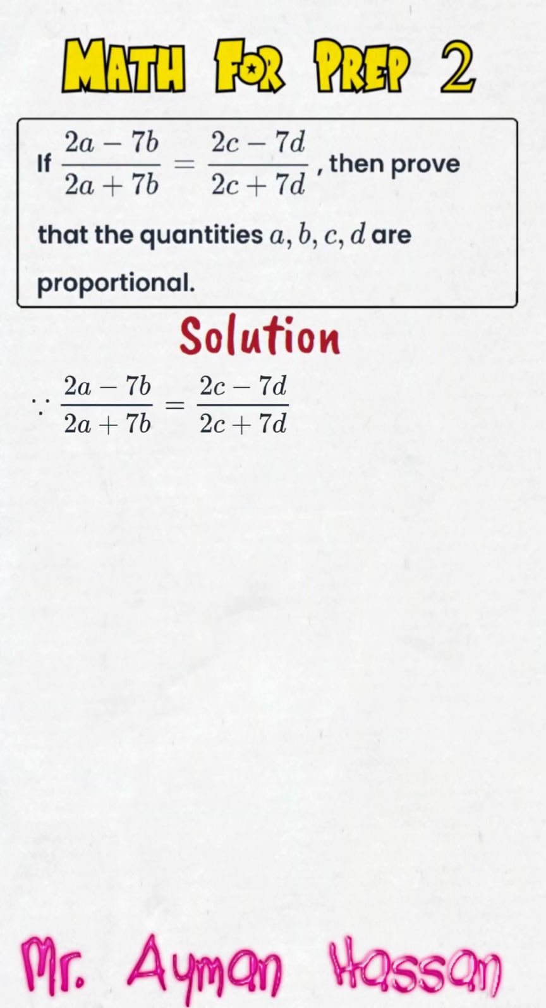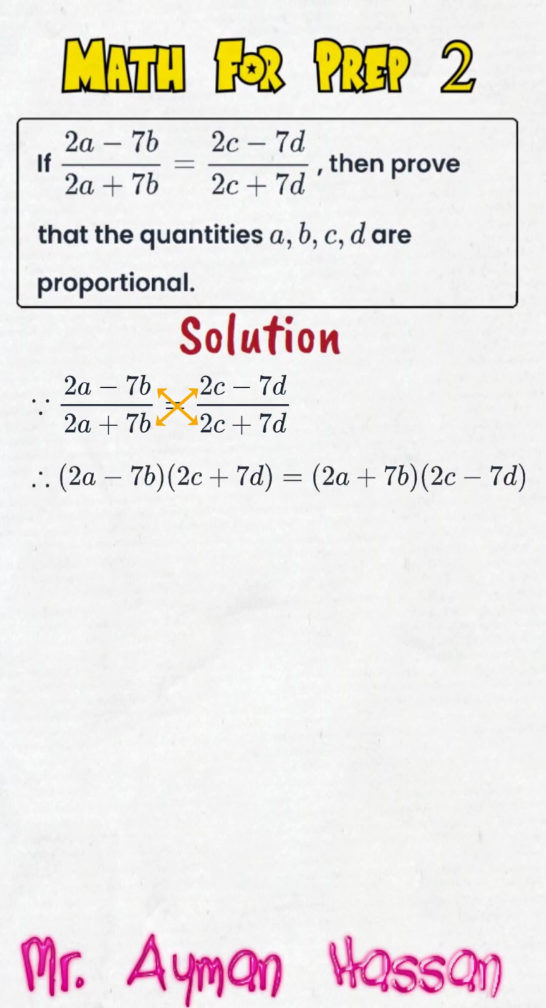We start with the given equation, (2a minus 7b) over (2a plus 7b) equals (2c minus 7d) over (2c plus 7d). Now, we use cross multiplication. So (2a minus 7b) multiplied by (2c plus 7d) equals (2a plus 7b) multiplied by (2c minus 7d).